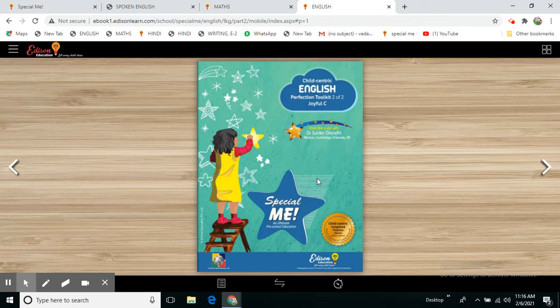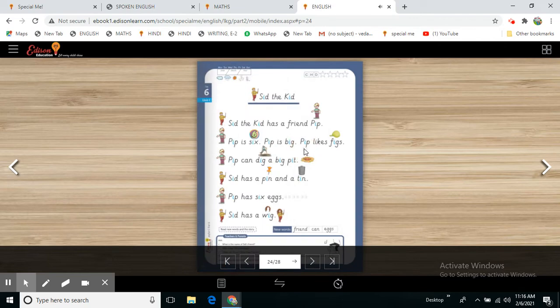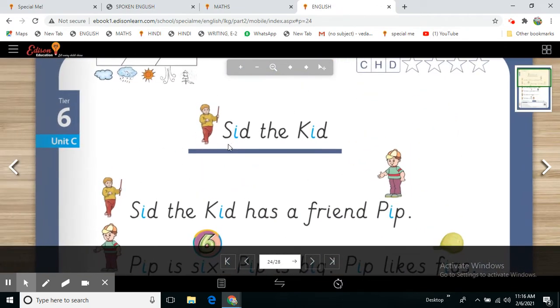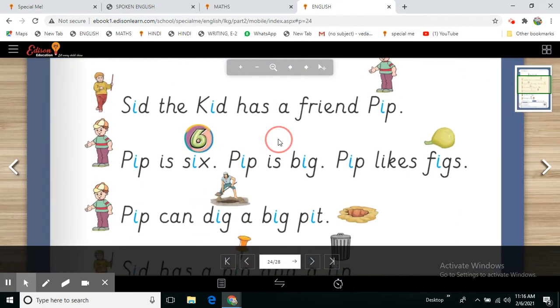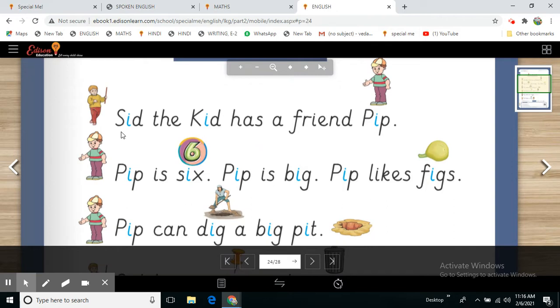So, students, now it's time for English session. Take out your Child-Centric English Perfection Toolkit, Joyful C, and open page number 24. In the earlier session, we read the story Sid the Kid. Once again, we will do revision. So try to read the story.